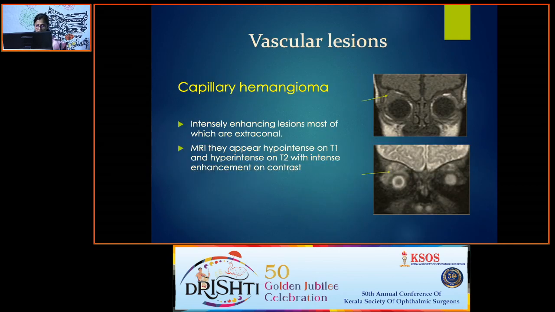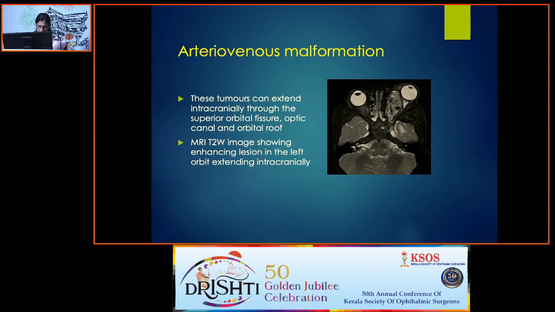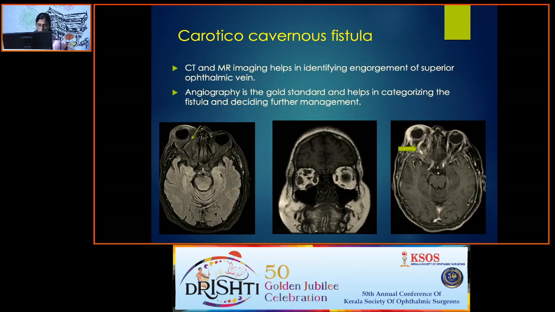Vascular lesions are very highly enhancing with contrast, such as this picture of capillary hemangioma. This is a picture of cavernous hemangioma. The cavernous hemangiomas are well circumscribed, located in the intraconal space, and highly enhance with contrast. And this is a picture of AV malformation with enhancement with contrast. In carotid cavernous fistula, again you can see the dilated tortuous superior ophthalmic vein.